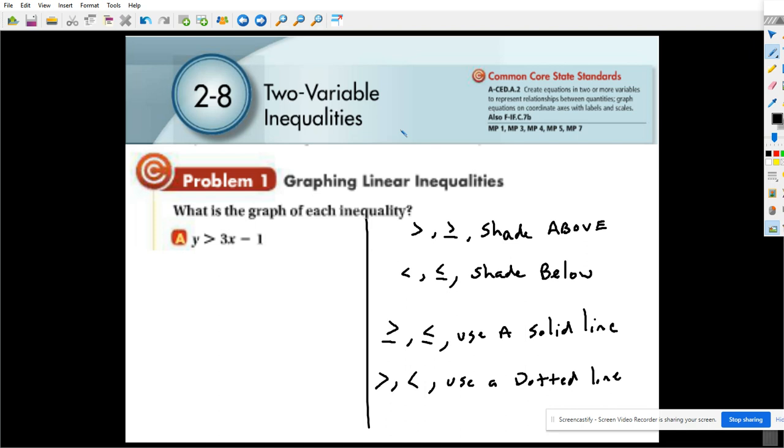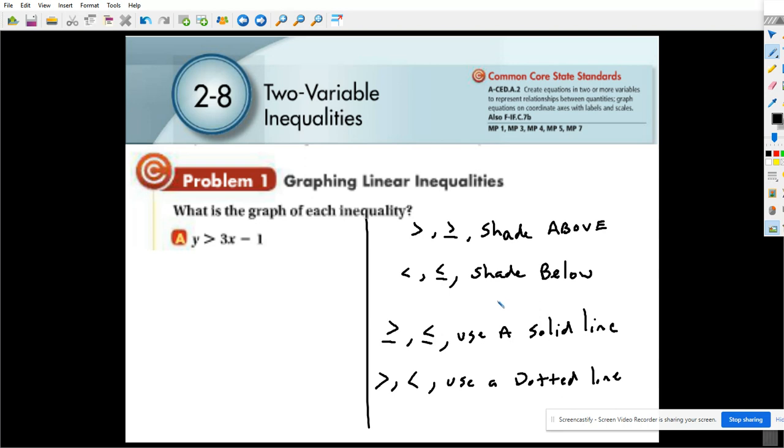2.8, two variable inequalities. Last section here in chapter 2, and we get into, again, going back to some graphing and looking at these problems. There are some very, very important things that we have to remember about graphing these linear inequalities. And we don't just graph the line. We now need to shade above or below the line, or use a solid or dotted line.